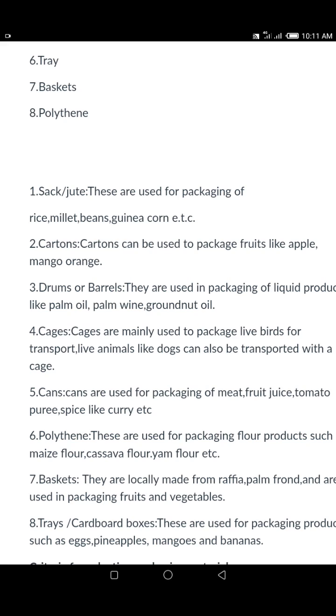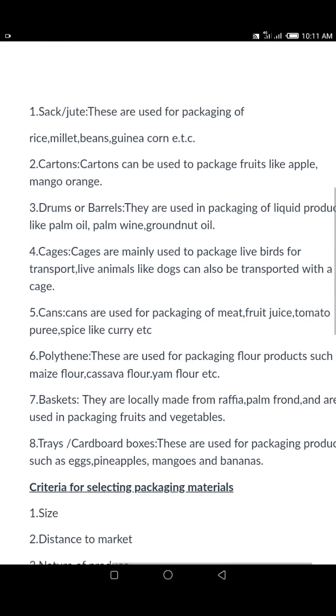Then the drums or barrels. Drums are mostly used in packaging of liquid products. Liquid products like your groundnut oil, your palm wine, your palm oil are packed in drums or barrels. Even water, we put water in drums. You can also put your kerosene. They are all packed in drums.